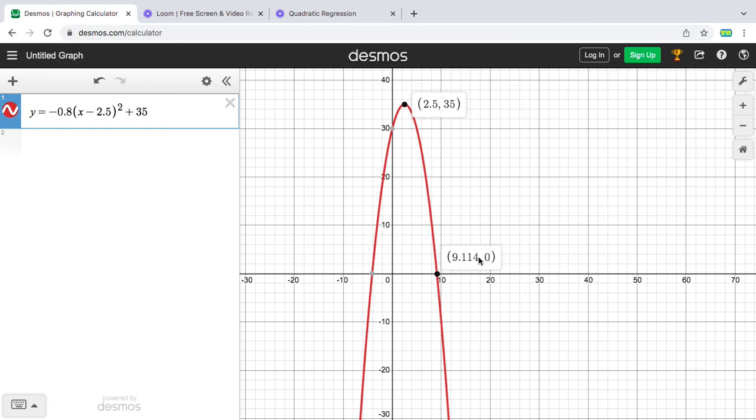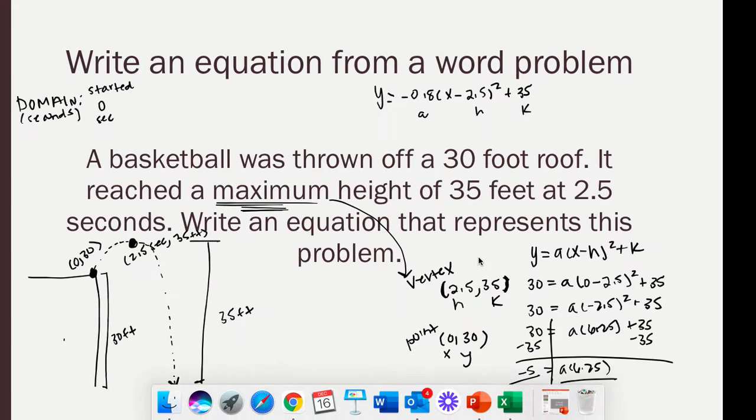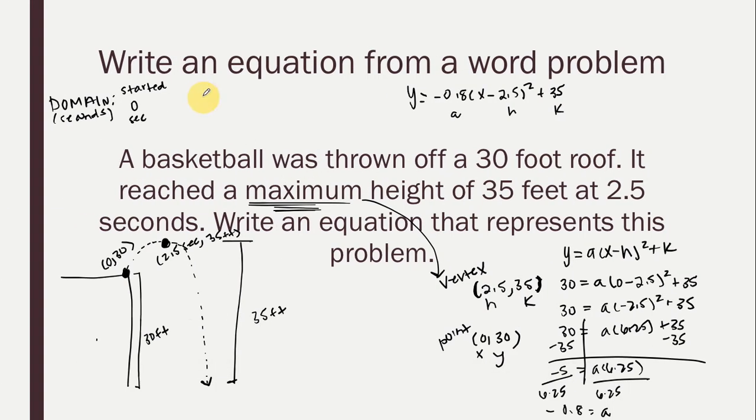And how many seconds was that? 9.114. So it hit the ground at 9.114. So it stopped here. So why? Right? Because my ball didn't go under the ground. So my domain would be 0 is less than or equal to x is less than or equal to 9.114.